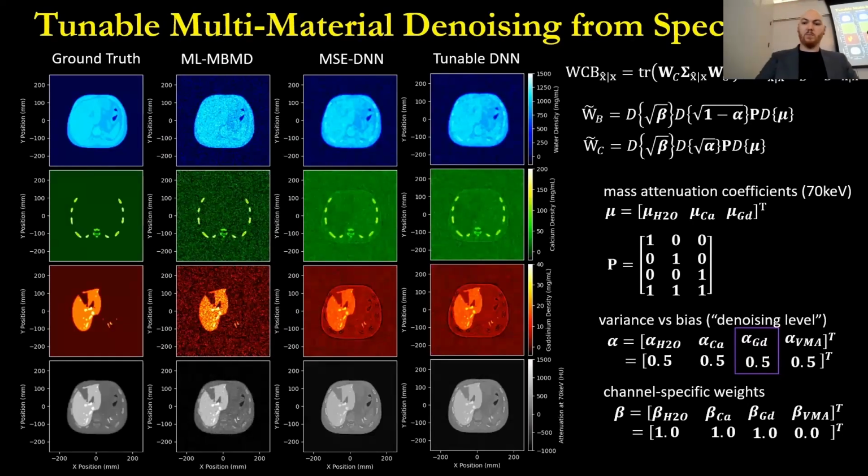So we'll look at some examples. The first column here is the ground truth. The second column shows maximum likelihood model-based material decomposition. This is the network input. The third column shows network outputs when the network's trained to minimize mean squared error. And the fourth column shows the output of the tunable neural network.